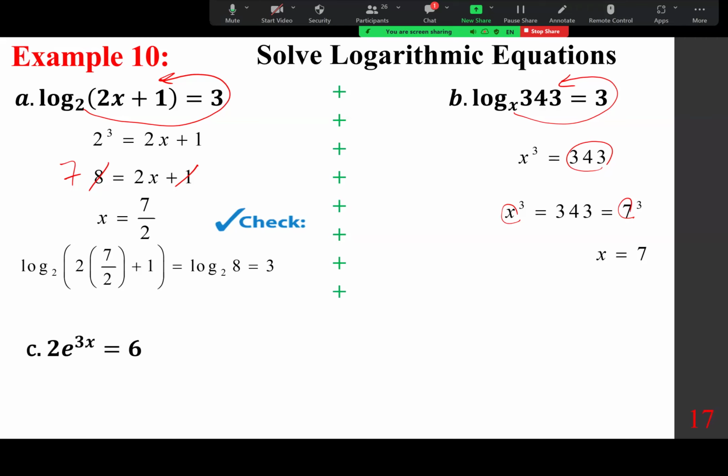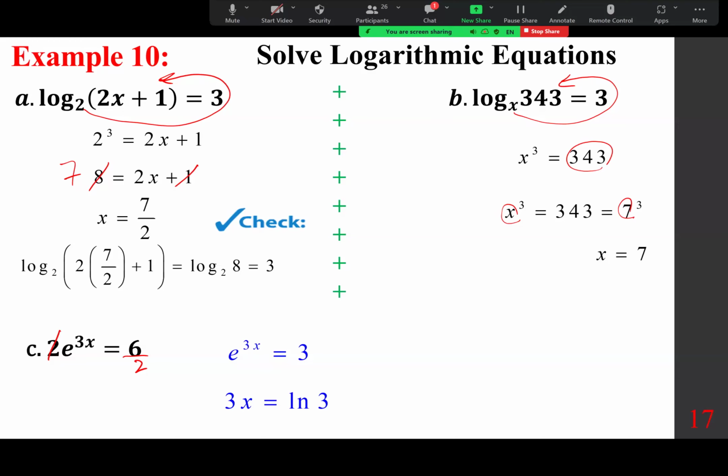2 e to the power of 3x equals 6. First, let's get rid of the 2. Now, you can go to the definition, or you can take the natural log of both sides. Either way, 3x is ln 3.